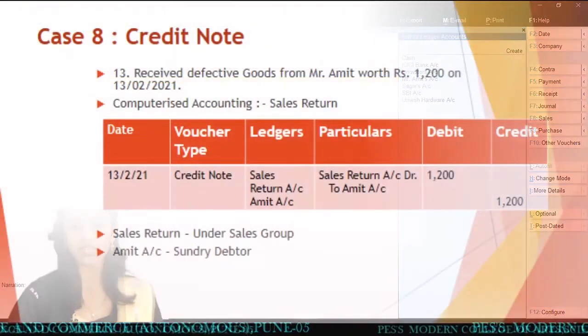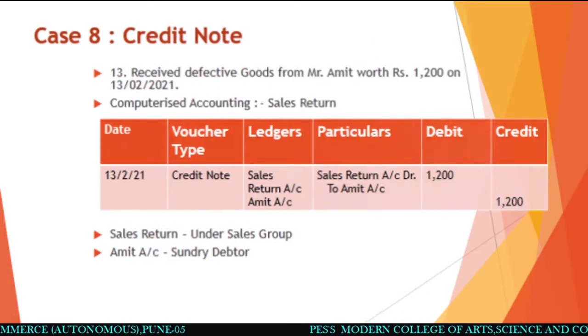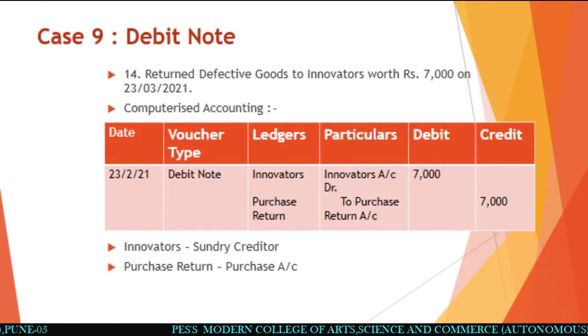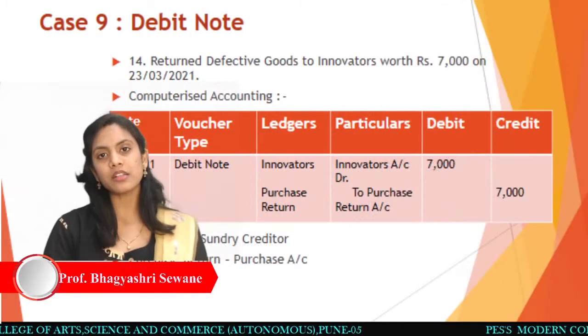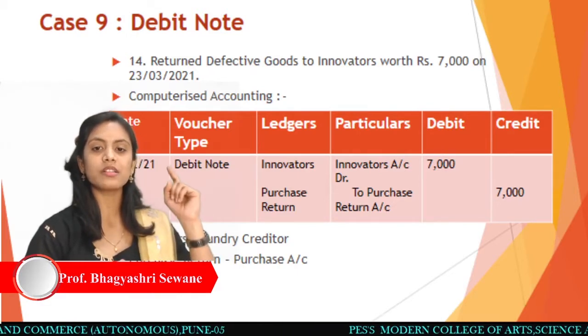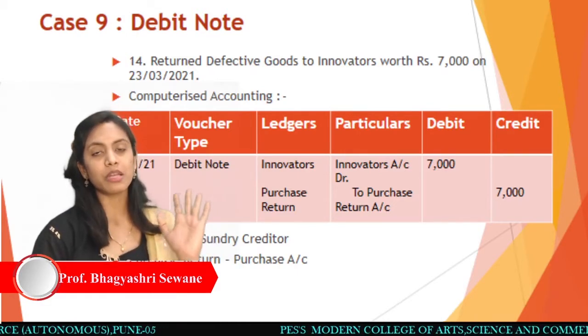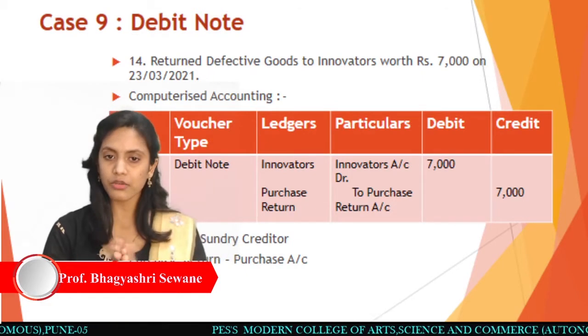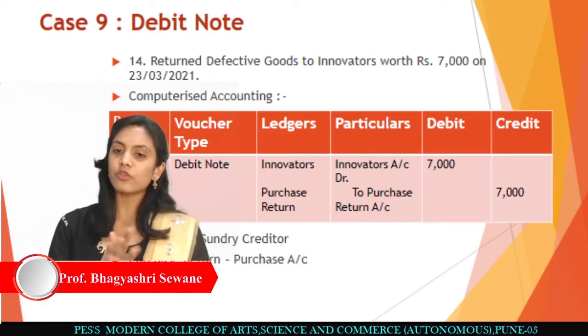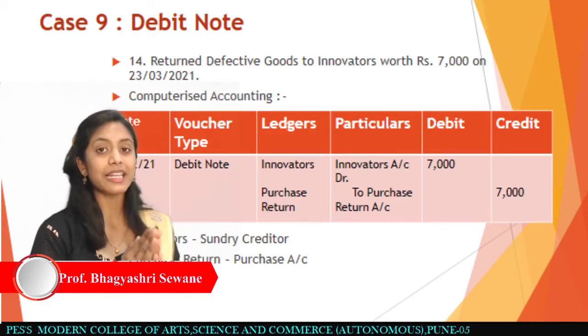Right, now we will see the next entry and what it is related to. Yes, the next entry is related to the debit note. Okay, you can see in this case we returned defective goods to Innovators. Innovators was our creditor. We have purchased some goods from Innovators, right? So we are going to return some defective goods to Innovators of rupees 7,000. So right now we have to choose the ledger that is a debit note. For that purpose, the 7,000 rupees of goods we have returned, the Innovators account and the purchase return ledger we have to create.